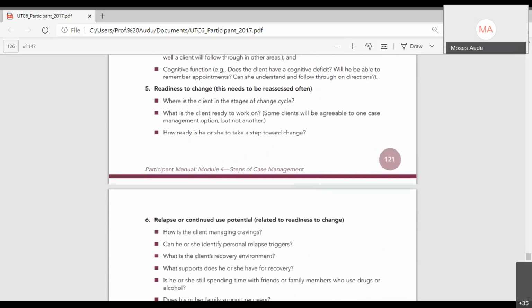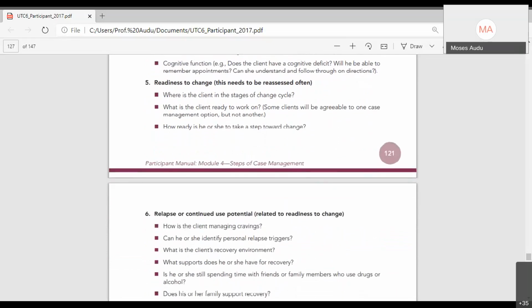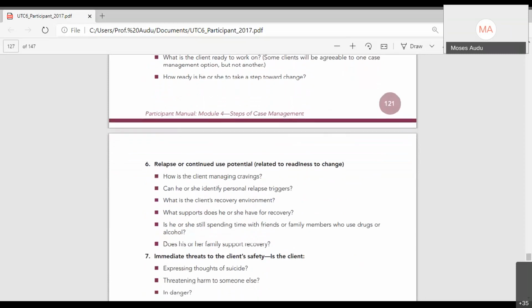When you do an assessment and before you refer, you must know the stage the client is at. So where is the client in the stages of change cycle? Is it pre-contemplation, or is it action or maintenance? Where is the client? You need to know that. And what is the client ready to work on? And how ready is he or she to take a step towards change? So you motivate them and make sure that they are ready for change.